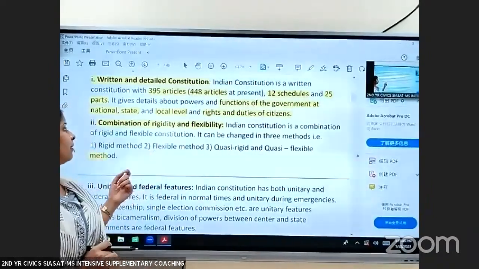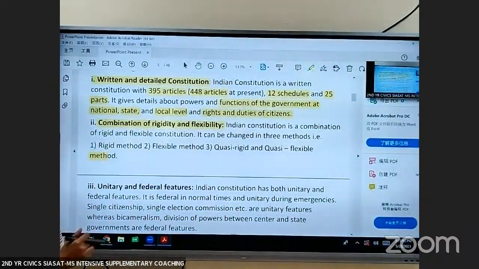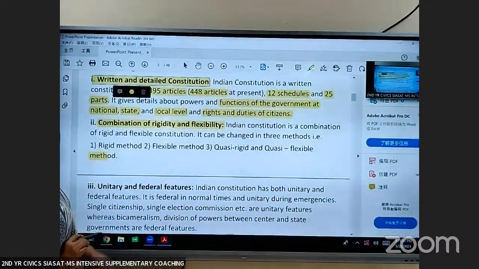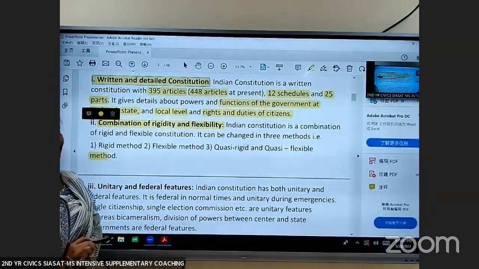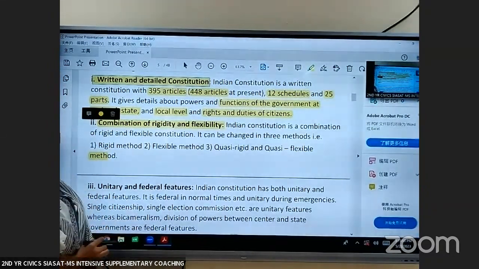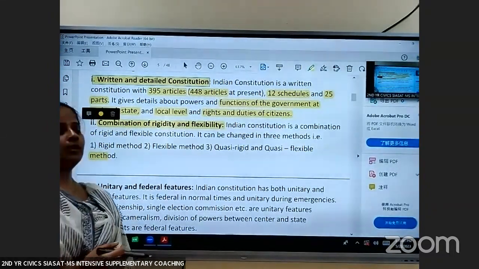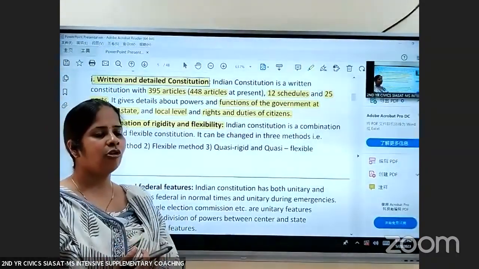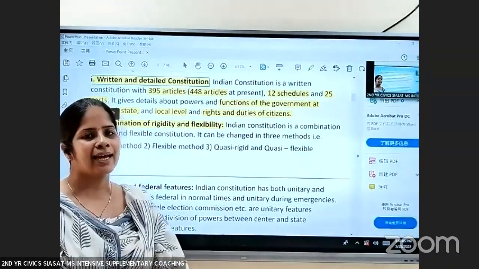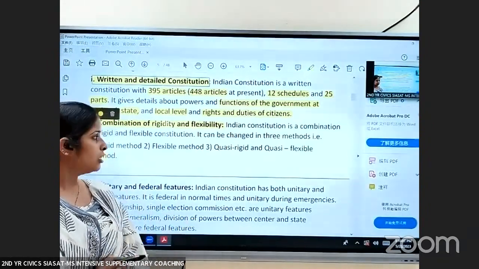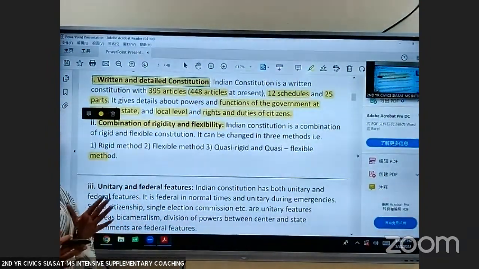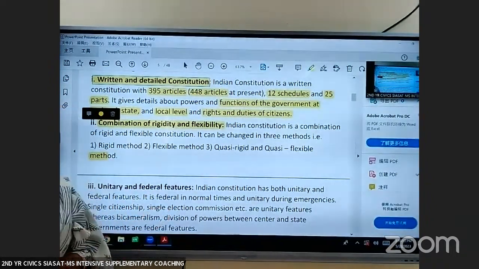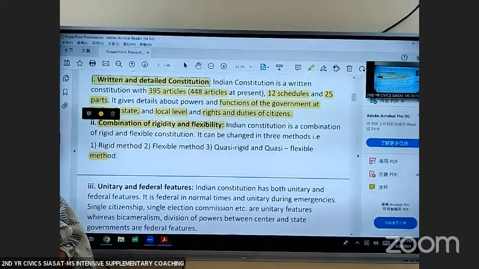It is flexible. But when it comes to Indian Constitution, it is no doubt a written Constitution. It is written in a single document, but it has the features of countries which are following written as well as unwritten Constitution. So Indian Constitution consists of the features of rigid Constitution as well as flexible Constitution.